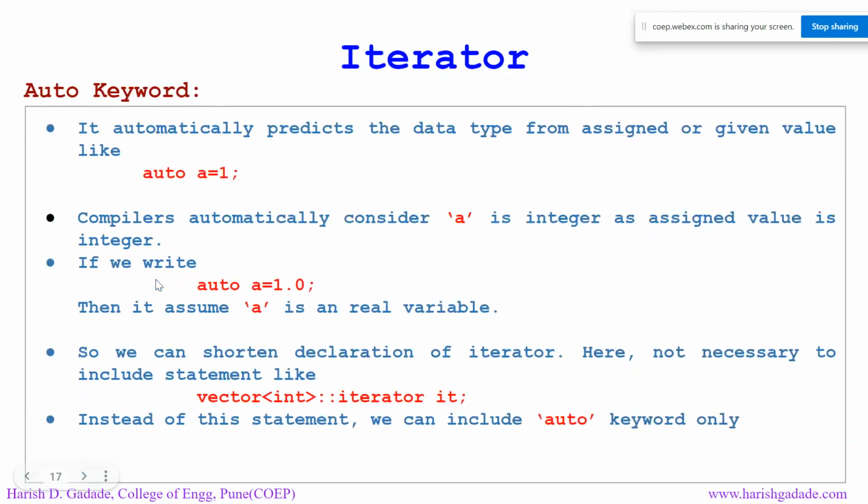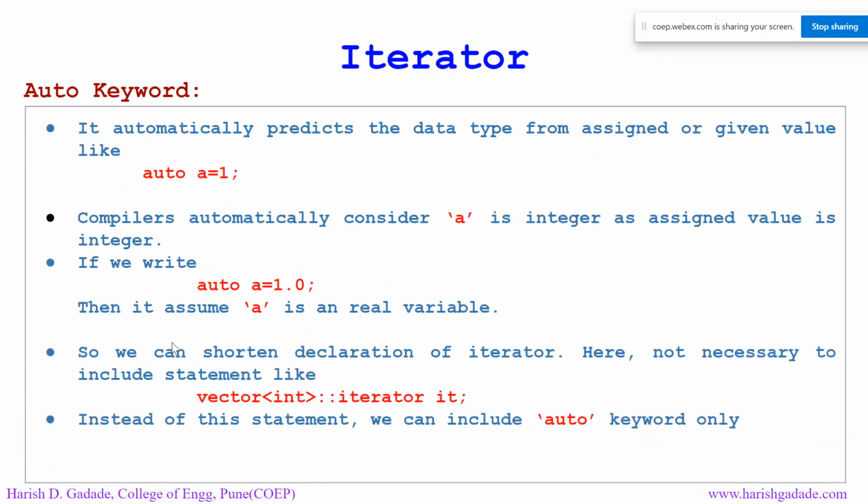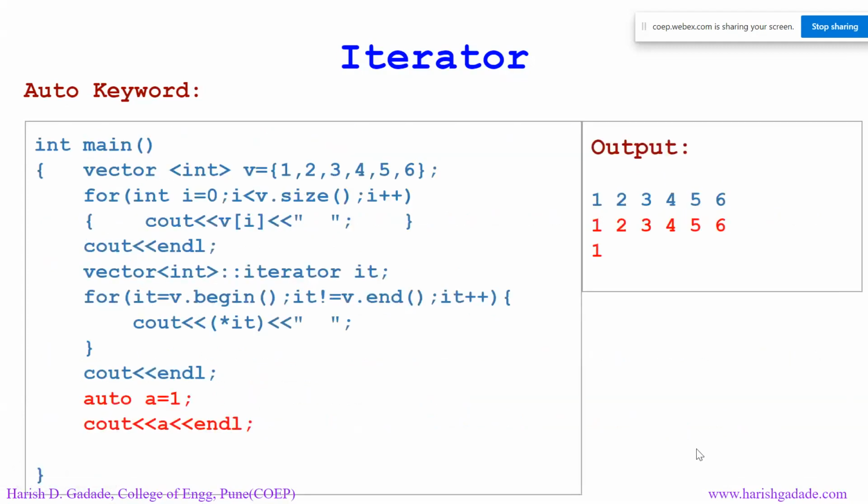Here you can see, whatever is this first line here, that is not required in this one, right? So instead of this statement we can include only the auto keyword, right? So this is the sample program, because whatever is the value assigned to this A, that will be printed.